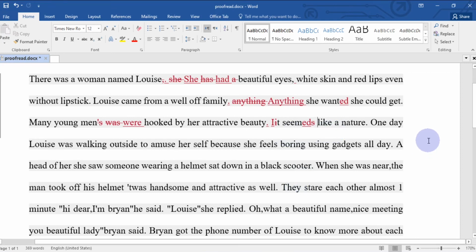Okay, now let's read the text from the beginning with the changes that we have made. There was a woman named Louise. She had beautiful eyes, white skin, and red lips even without lipstick. Louise came from a well-off family. Anything she wanted, she could get. Many young men were hooked by her attractive beauty. It seemed like a nature.